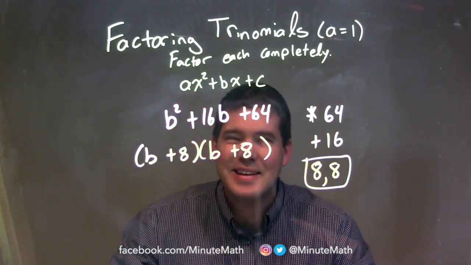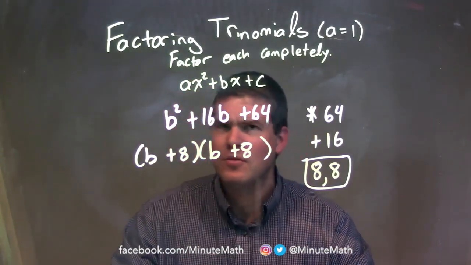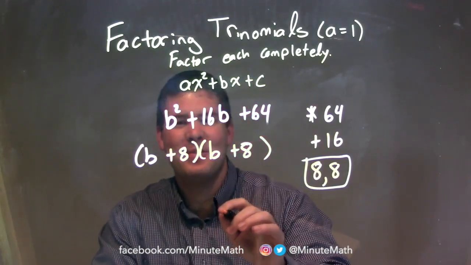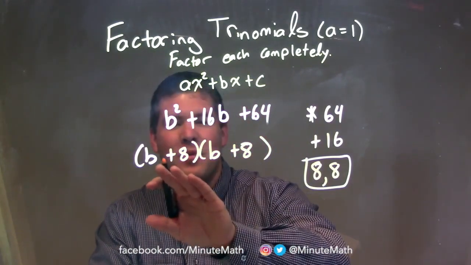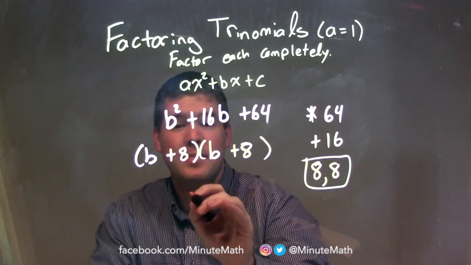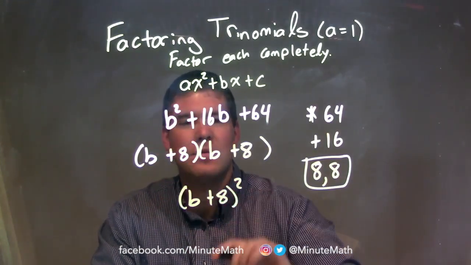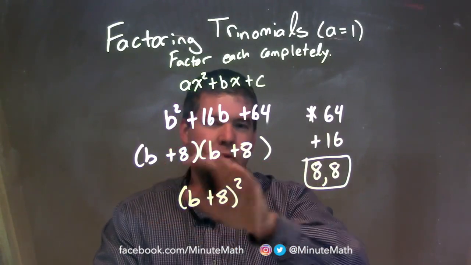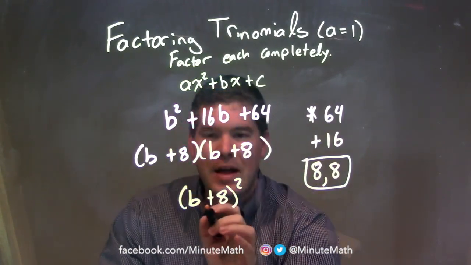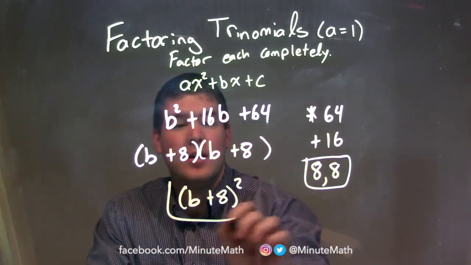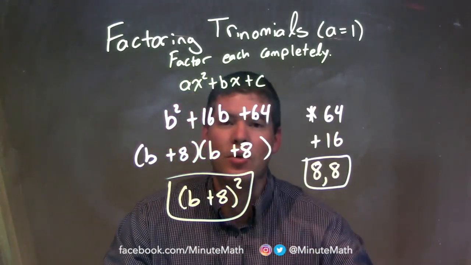But I can write this in a simpler form, right? Because I have the same thing written twice, b plus 8 times b plus 8. So I would write this as b plus 8 squared, right? The same thing multiplied by itself is that thing squared. So our final answer here is just b plus 8 all squared.